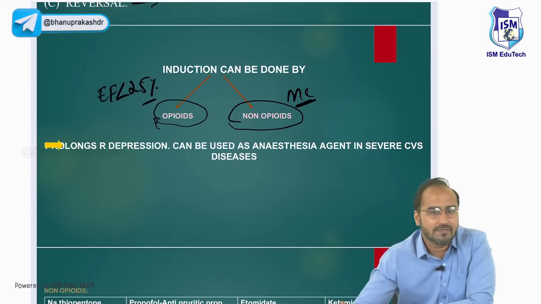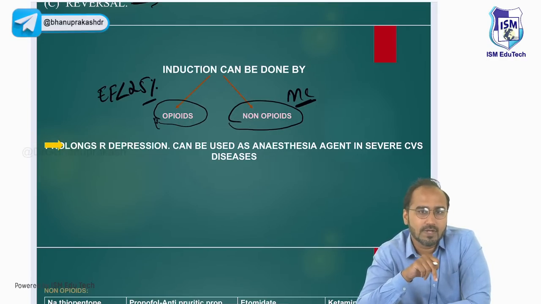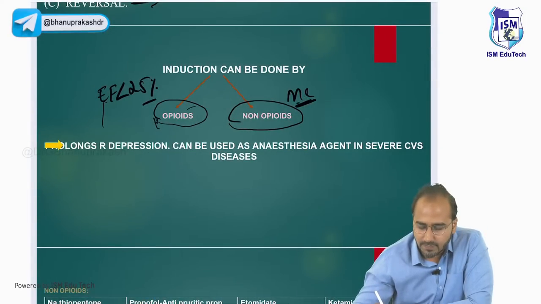Ejection fraction. जब आप 2D echo करवाते हो ना, 2D echo में आता है EF. EF is good means what? Your ejection fraction is good, your heart function is good. If your heart function is good, you can go for any other anesthesia technique. But if your ejection fraction is very less, then you can go for opioid anesthesia. Okay, so anyways guys, we are discussing about what?